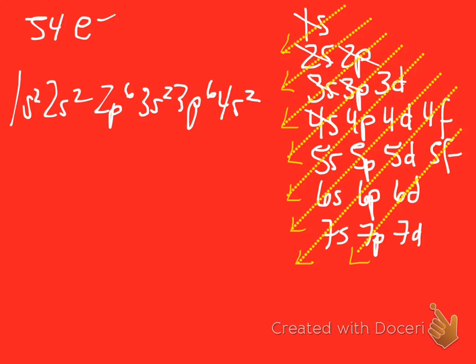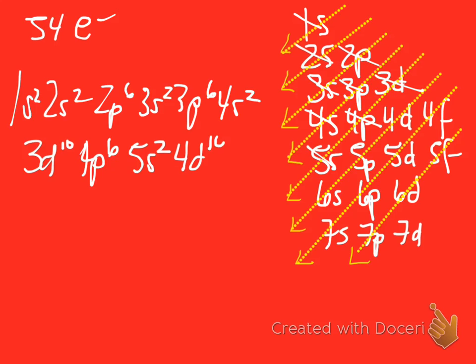Okay. Then I'm going to go 3d10. So now, I was up to 20, I'm up to 30. 4p6, we're up to 36. 5s2, we're up to 38. 4d10, we're up to 48. And we need 6 more. 5p6 gets us there.